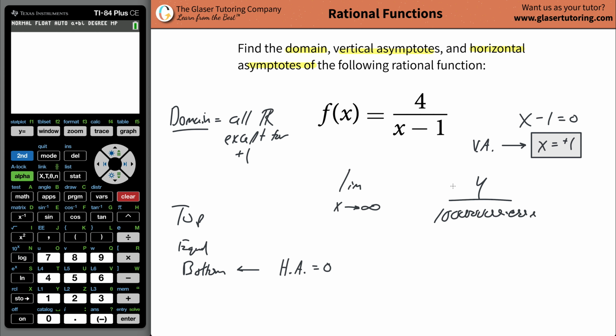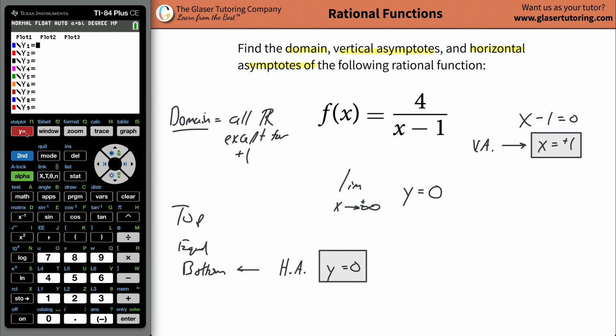Now that's how you find the horizontal asymptote. So in this particular case, y will become 0 when x becomes infinitely large, both in the positive and the negative direction. It doesn't matter in this case. So let me just clean this up a little bit. The horizontal asymptote will be y equals 0. So you have your domain, your vertical asymptote, and your horizontal asymptote.